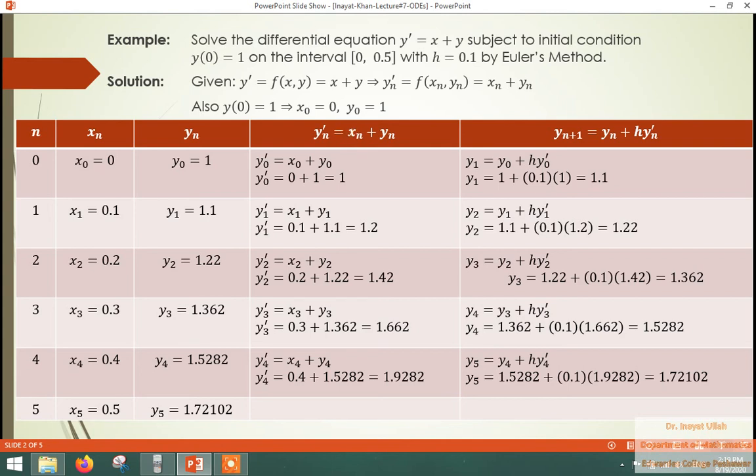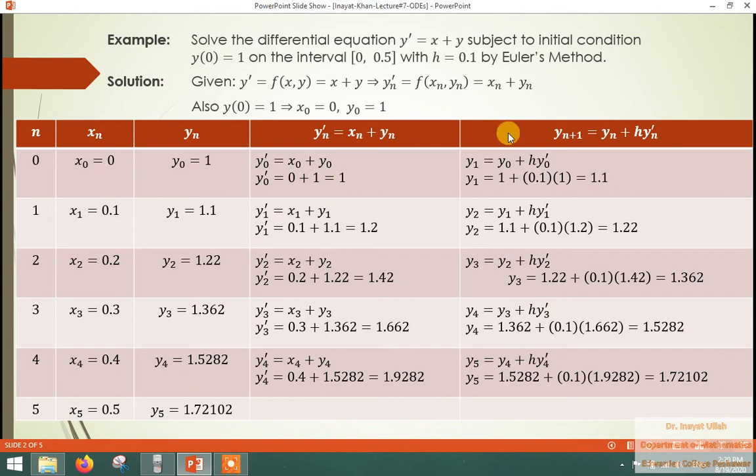So that is the fourth column. Remember that there is a fourth column for this question, and whenever you replace n by 0 in this equation, you will get y naught prime is equal to x naught plus y naught. But x naught is 0 and y naught is 1, so 0 plus 1 is 1. That is the value for y naught prime. Y naught prime is equal to 1.